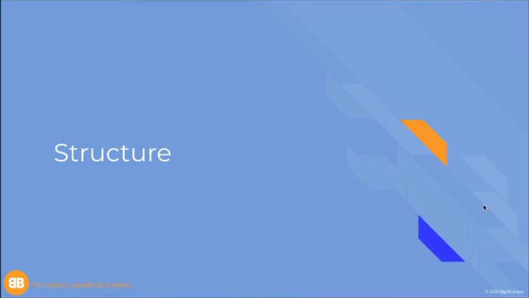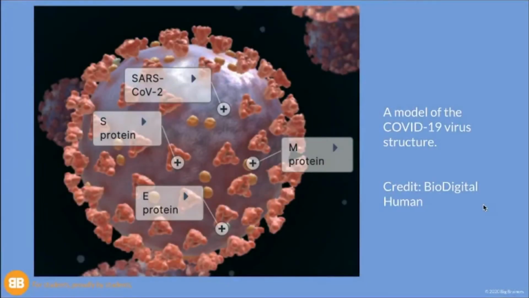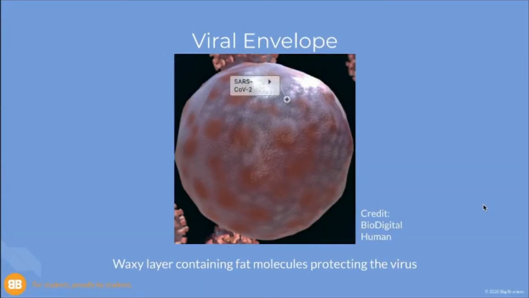Finally, let's look at the external and internal structure of the SARS-CoV-2 virus. Here you can see a model of the virus structure with there being S, M, and E proteins on the surface of the viral envelope. Let's first talk about the viral envelope. This is a layer containing fat molecules which act to protect the genetic material inside the virus from the host immune system and also plays a role in the infection of host cells.